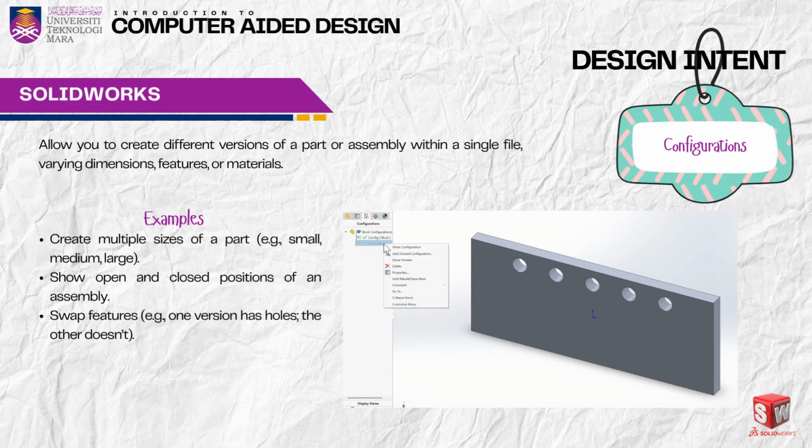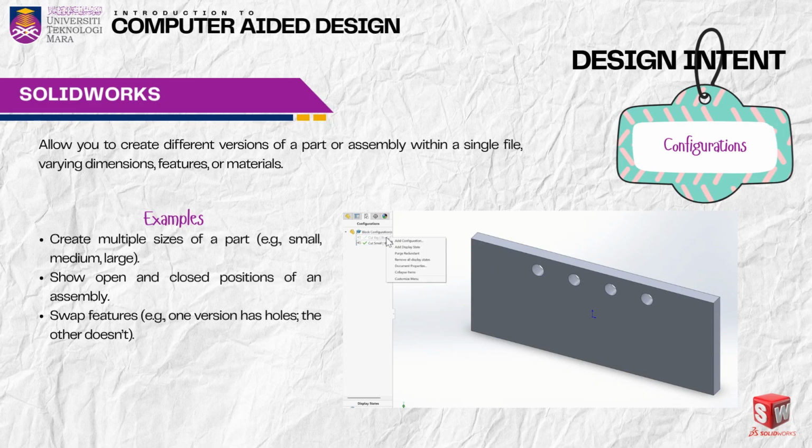In a single part file, you could create multiple configurations. First, a dining chair configuration with a standard seat height. Second, a bar stool configuration with a taller leg height. Third, a chair with armrests configuration where the armrest features are turned on. And fourth, a chair without armrests configuration where those features are turned off.